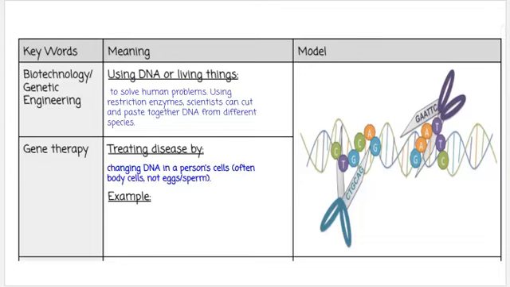Gene therapy is treating a disease by changing a person's DNA in their cells. They often change the body cells, not the sperm or the egg cells. They do this by inserting a healthy gene to replace a faulty one or a gene that's not working well.